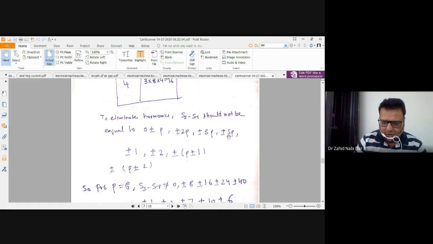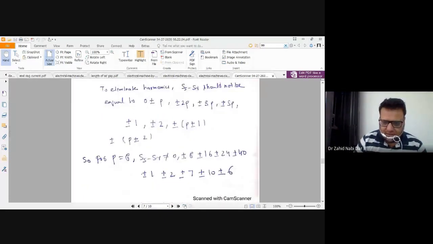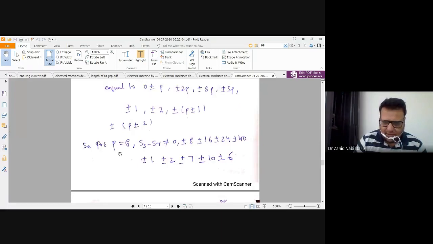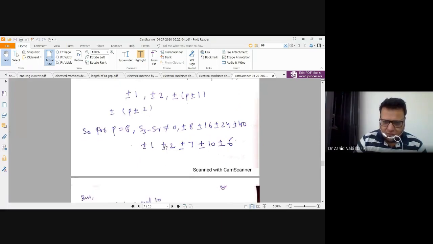And here plus minus 1, plus minus 2. Similarly, plus minus, here you see 8 minus 1 would give you 7. 8 plus 2 will give you 10. Similarly here, plus minus 2. 8 minus 2 will give you 6, and 8 plus 2 will give you 10. So these are the values which you cannot take.